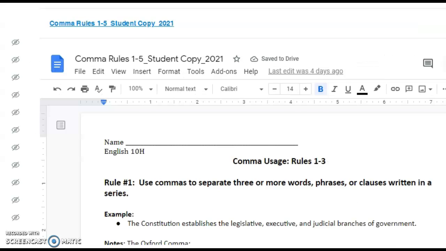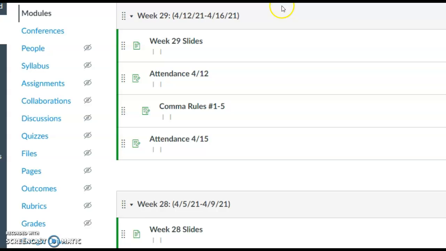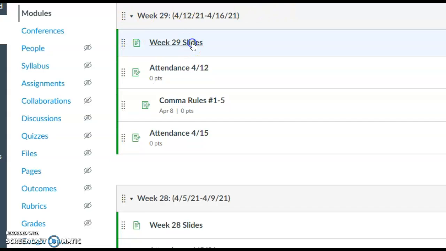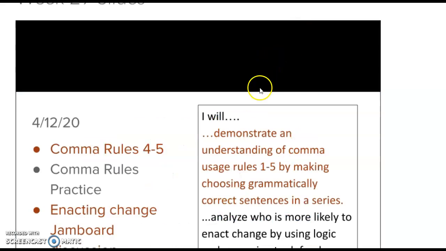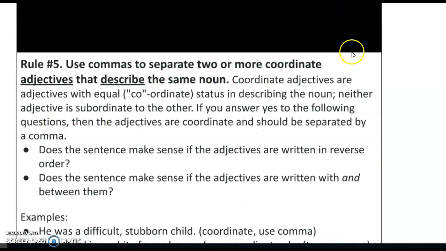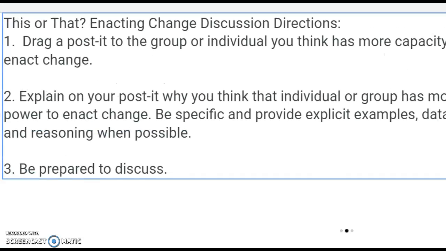When you finish, we moved on to the Jamboard discussion. And that's in the week 29 slides. So if you weren't here, you'll find that Jamboard link in the week 29 slides. You'll click on that, and you'll be able to see which slides we did.